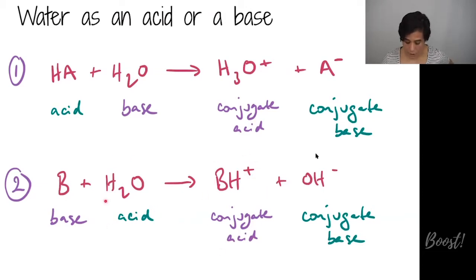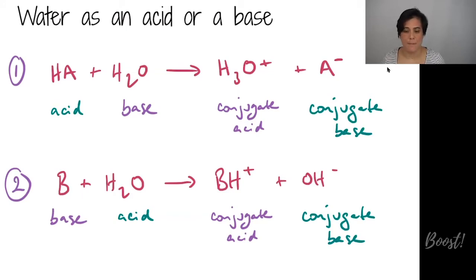The H2O in this case, even though it's the exact same H2O as we had before, because it's in solution with a base here, is now acting as an acid, and once it loses its H+, it becomes the conjugate base. So it's important to know how to identify and label the conjugate pairs, conjugate acid and conjugate base.